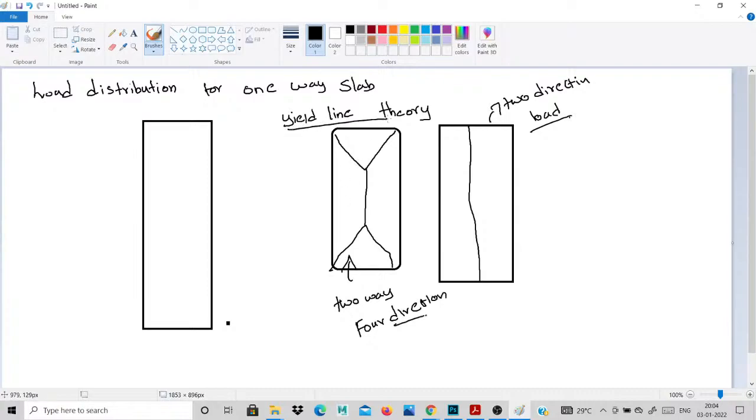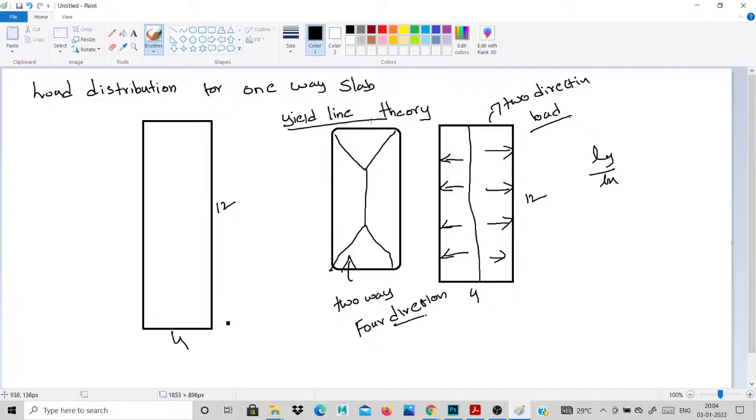You study the yield line. This is the yield line pattern. In the one-way slab, the load transfers to these two sides. This is for assumption. This is a one-way slab: Ly by Lx, this is a 12-meter span and this is a 4-meter span, so the ratio is automatically greater than 2. The one-way slab only transfers load to the two longer sides.